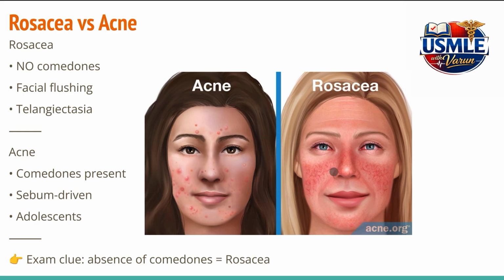Rosacea is more about vascular instability and inflammation rather than just follicular plugging, whereas acne is more common in adolescents and rosacea is typical in adults. So whenever we see a question describing a middle-aged person with facial redness, visible blood vessels, and absence of comedones, we need to think about a possibility of rosacea very immediately. If there are comedones, it can be acne. If there are no comedones, we need to consider the possibility of rosacea.